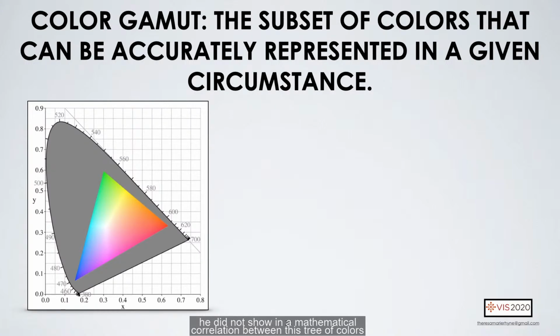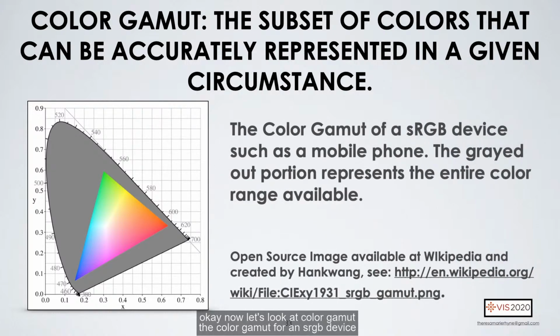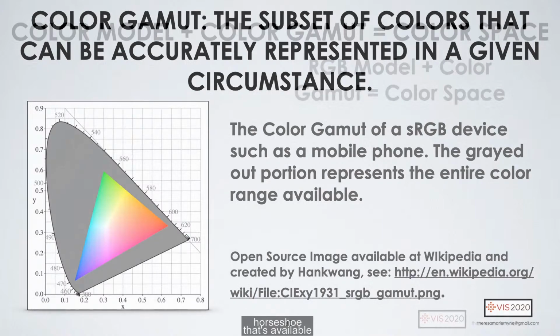Okay, now let's look at color gamut. The color gamut for an sRGB device, which is the default system on your mobile phone. This is the triangle I'm showing you inside this horseshoe here. Grayed out, it represents the entire color range that's available, the horseshoe.